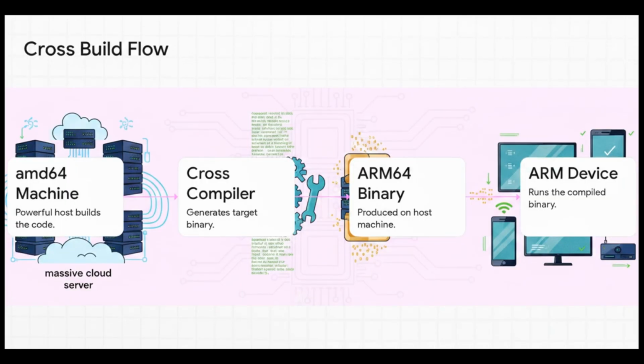Because of that, the entire workflow just totally shifts. We start on our heavy-duty AMD64 machine, we feed our source code into the ARM cross-compiler, and out pops an ARM64 binary that is totally ready to ship to the target device.